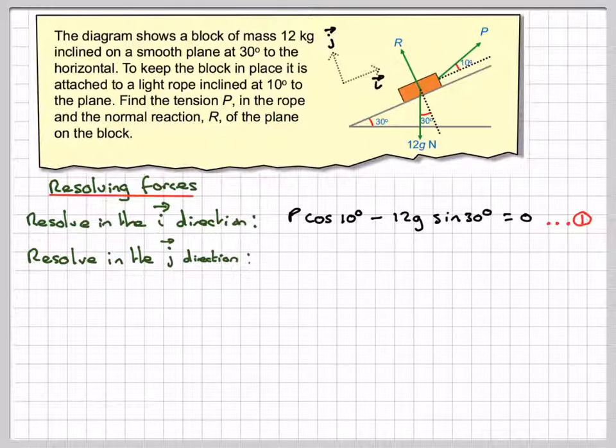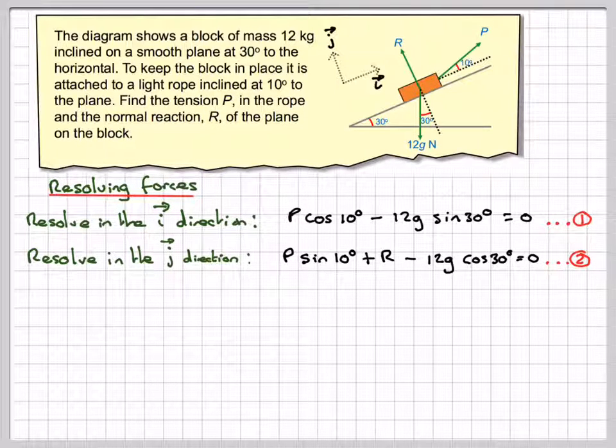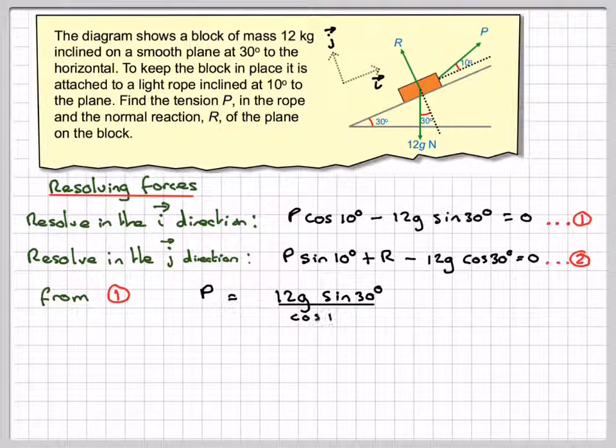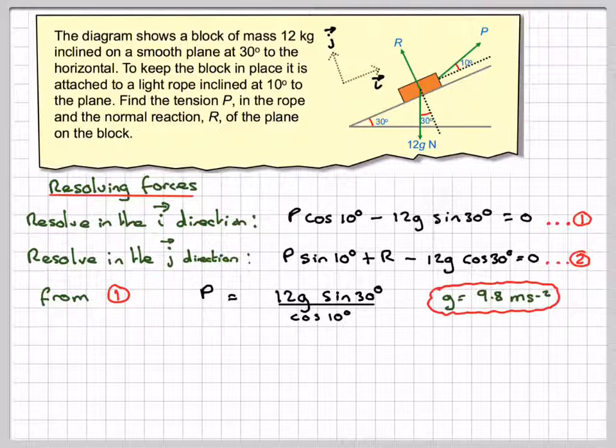And in the j direction, we're going to have several things here. We're going to have P sine 10 plus R, and then we're going to have to take away 12g cos 30, so it's going to be this one here. Right, from 1, we're going to have that P is 12g sine 30 over cos 10, and taking g to be 9.8 meters per second squared, that gives me 59.707, which is 59.7 newtons to 3 significant figures.